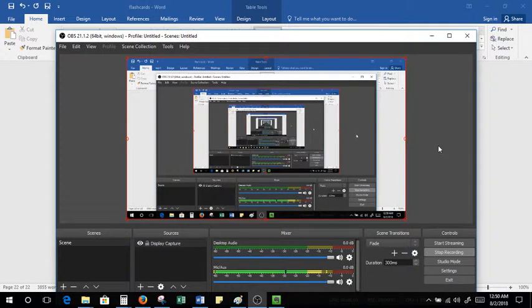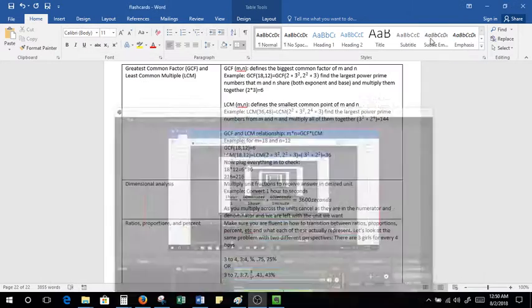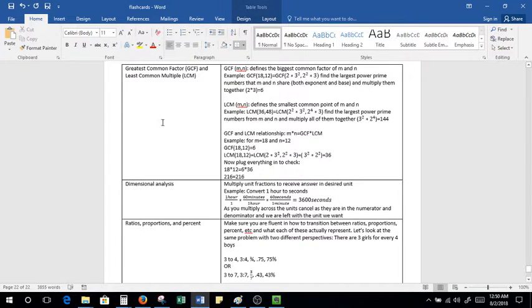Alright, so for this next one, we're going to look at greatest common factor, least common multiple, dimensional analysis, and ratios, proportions, and percents, kind of translating between the three. These are just some one-offs that I wanted to cover, so we're going to do them all together.